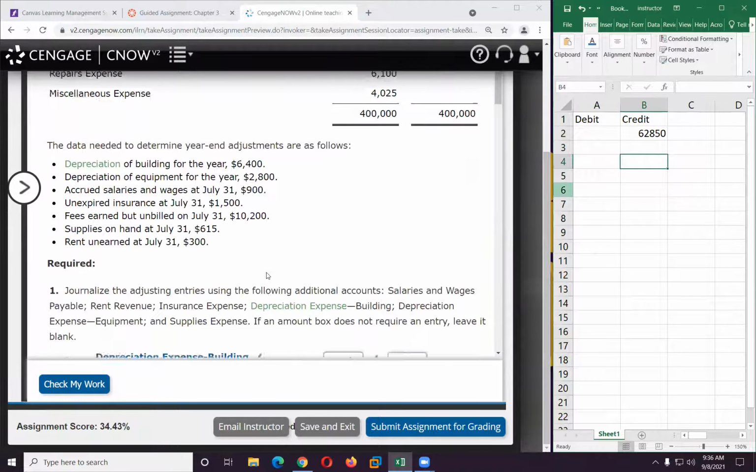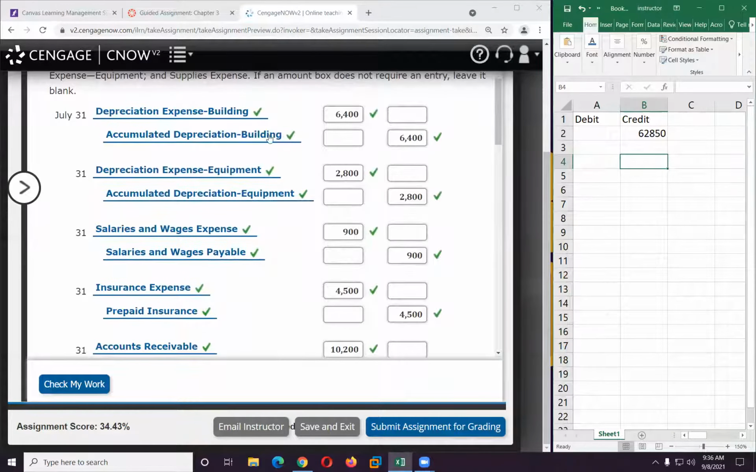And then this year, when we did our adjustment, we did another 6,400 on the credit side. So the new balance of that will be 69,250 on the credit side.